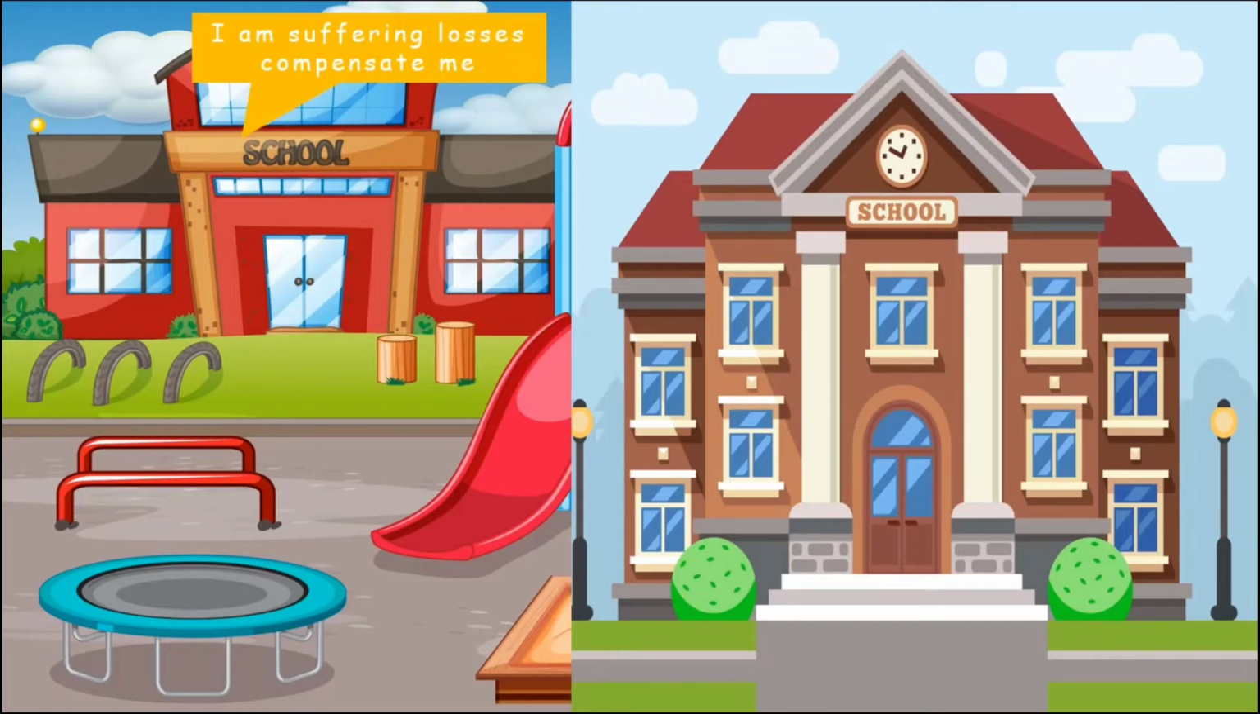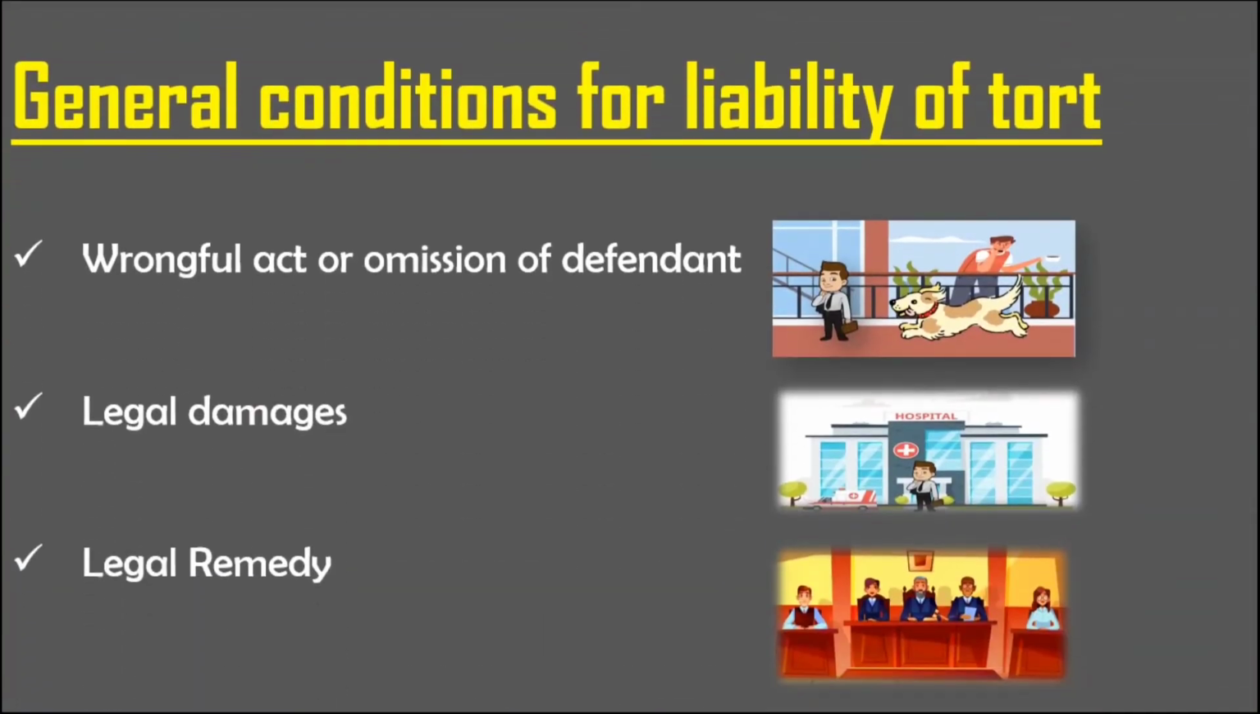No, that should not happen, because first of all, the general condition for liability of a tort has not been met here. There is no wrongful act or omission of the defendant, there is no legal damage, there is no legal remedy. But sir, the first school has still suffered damage. Yes, they have suffered damage, but the second school is exercising a legal right to do business. That is what we need to understand here: because the second school is exercising a legal right, and the first school is suffering losses, the second school is not liable to pay any damages.